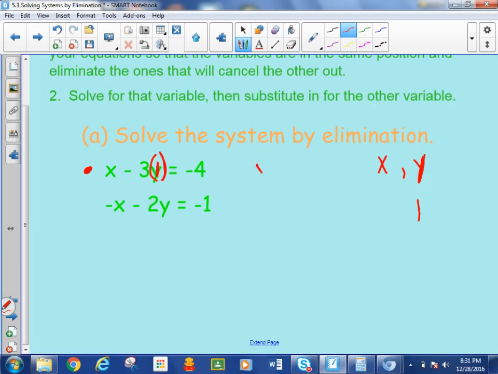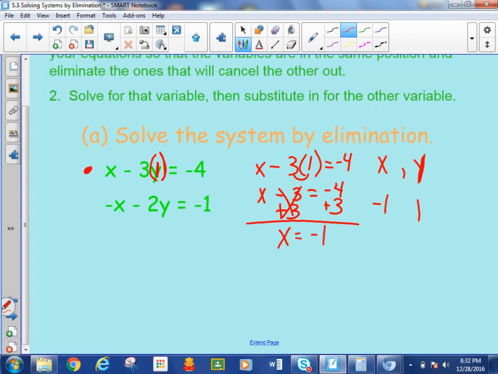So if I put a 1 in where this y is, I have x minus 3 times 1 equals negative 4. So if I solve that top equation, it becomes x minus, 3 times 1 is 3, equals negative 4. And then we would work to get x by itself, so plus 3, plus 3. I just found out that x equals negative 1. Okay, so to prove that it doesn't matter which equation I pick, I could go through and do the same process with this one.